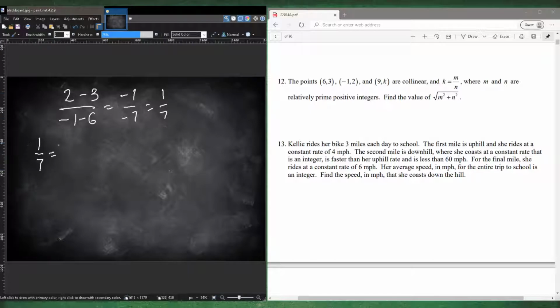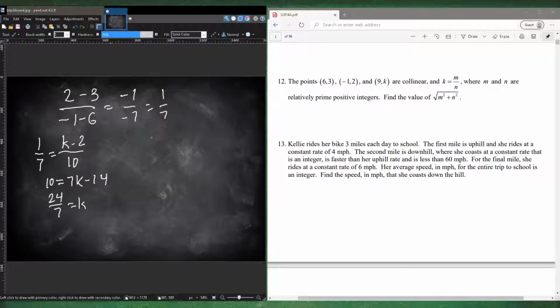Now let's use the second and third points. So k minus 2 all over 9 minus negative 1, which is 10. So that's 10 equals 7k minus 14. So 24 divided by 7 is equal to our k. So our m is 24 and our n is 7. So 24 squared plus 7 squared, square root that.